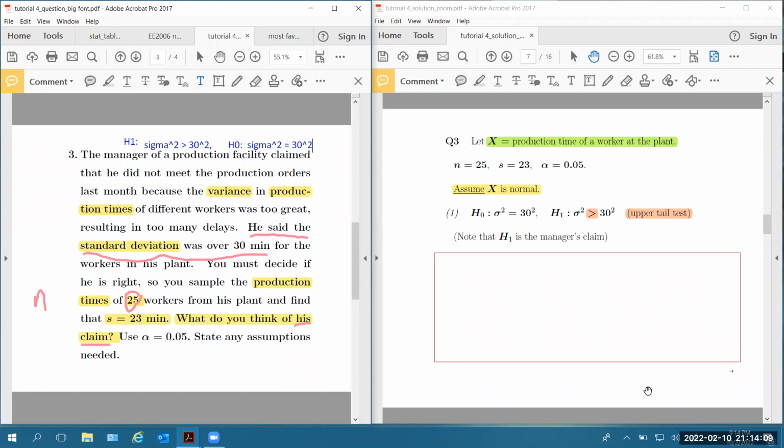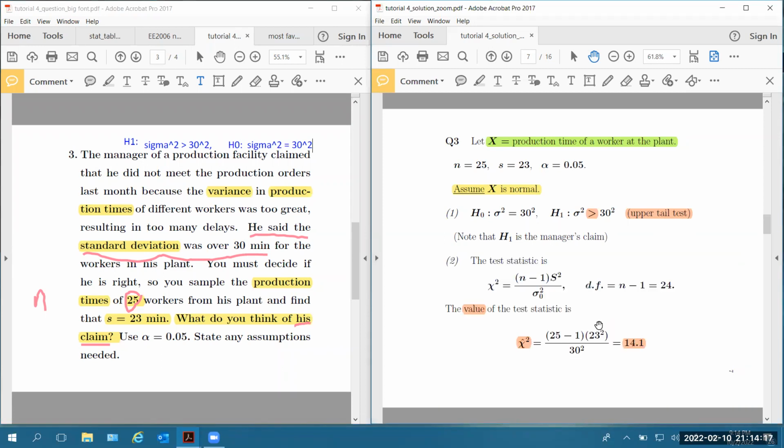Then the second thing is we are going to do the test statistic. The test statistic in this case is the chi-square. Now this sigma naught square here, sigma naught square actually is 30 square. This constant here, sigma square more than what, is what we call sigma naught square. Then just go and put in the values, and that will give us the value of the test statistic.